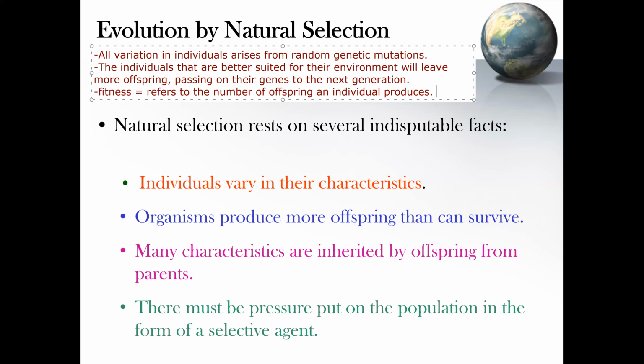Because those individuals that are better suited to their environment have awesome gene versions for their environment, and they're passing that on to future generations. Whereas if an individual is not well suited to its environment, it dies before it reproduces very much, so its genes are not passed on.